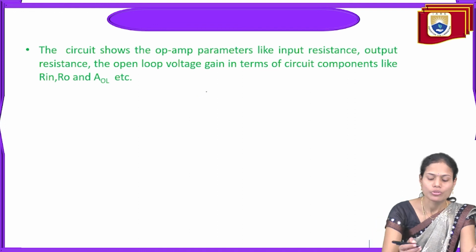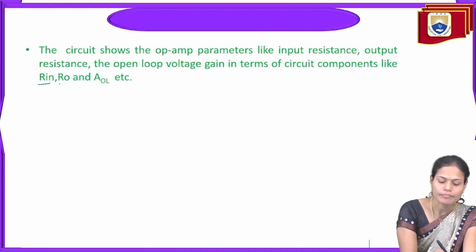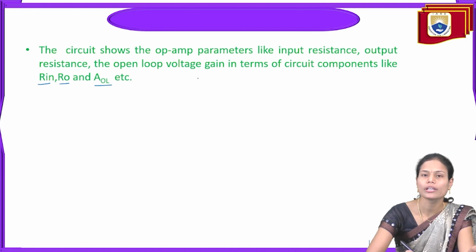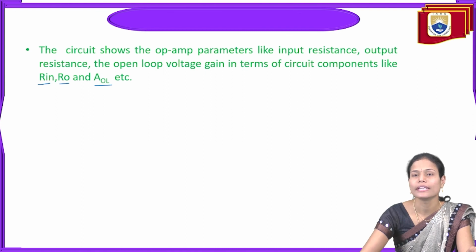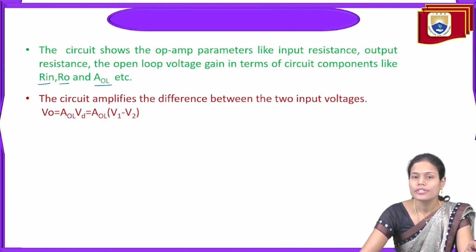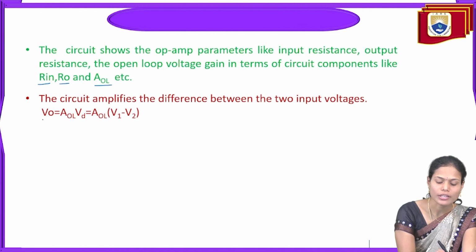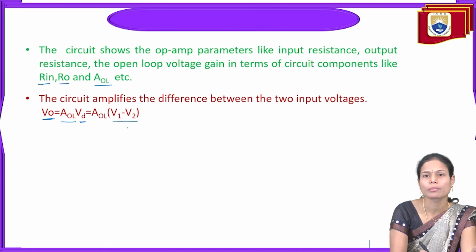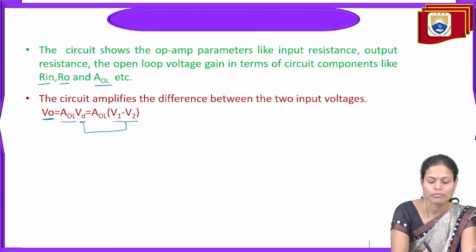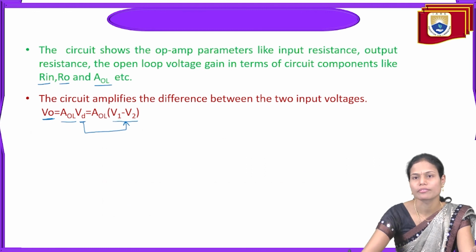So in the equivalent circuit we have mentioned the input impedance, output impedance, as well as open loop voltage gain. Those we are representing as Rin, R0 and AOL. AOL is nothing but the open loop voltage gain. This particular operational amplifier can amplify the difference between the two input voltages. So the output voltage V0 is the open loop gain times the differential voltage VD, where VD is nothing but V1 minus V2.